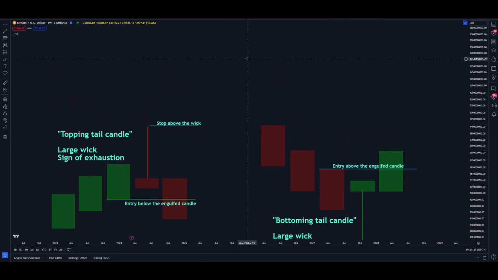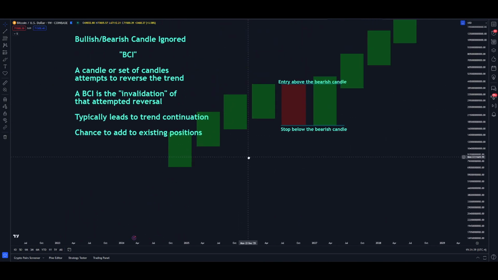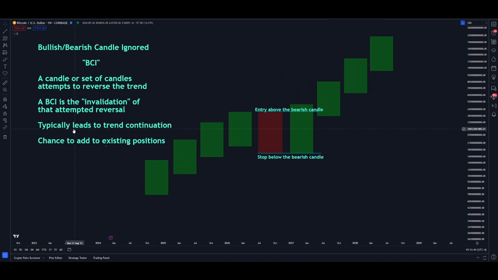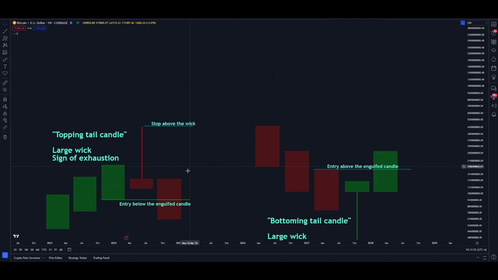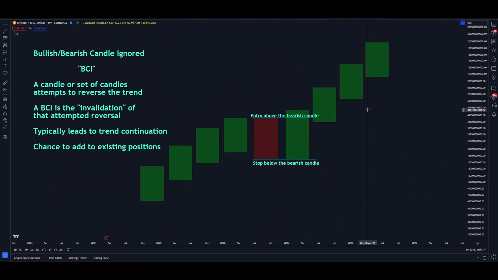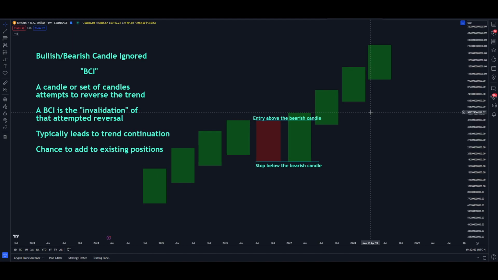Okay. Now this next one is probably my favorite and possibly the best one for adding to your existing positions. This is the BCI, aka the Bullish or Bearish Candle Ignored. And in this case, I did not draw the alternative like the other ones I've drawn, both the bullish and bearish. I think I just forgot to, or maybe it would have taken up too much space. But regardless, the bearish version of this is just everything flipped, right?